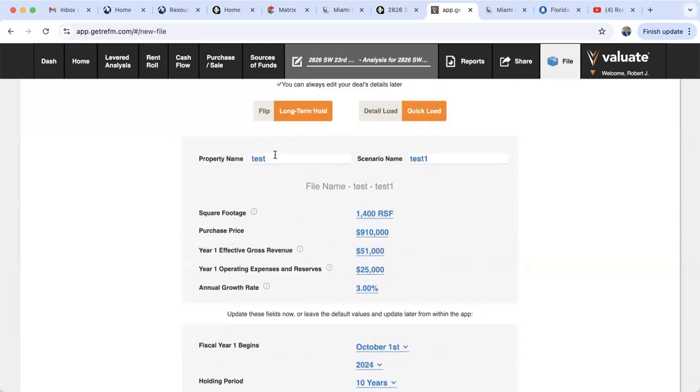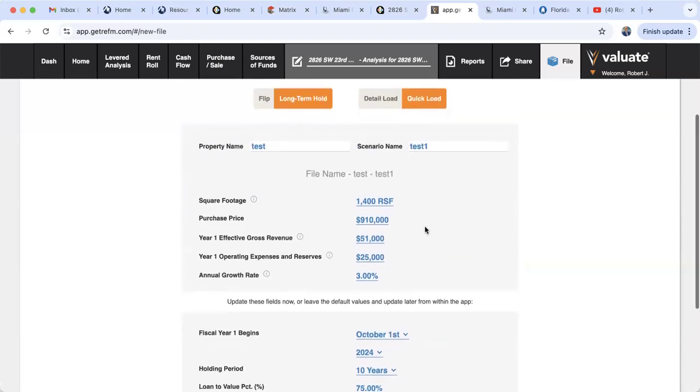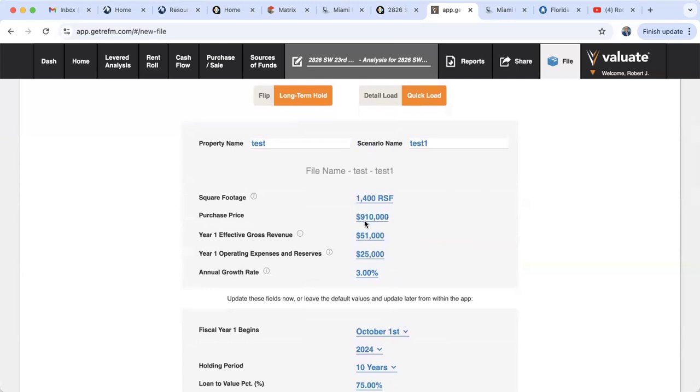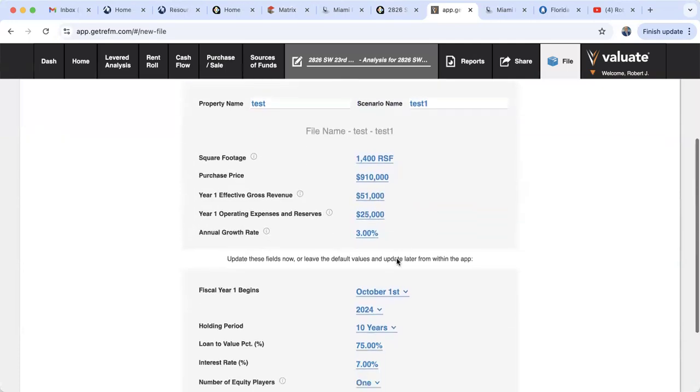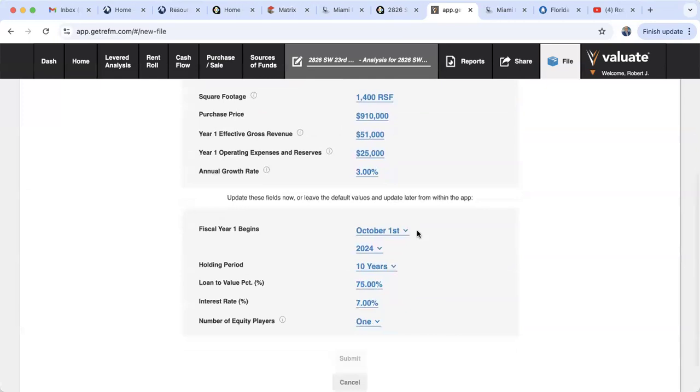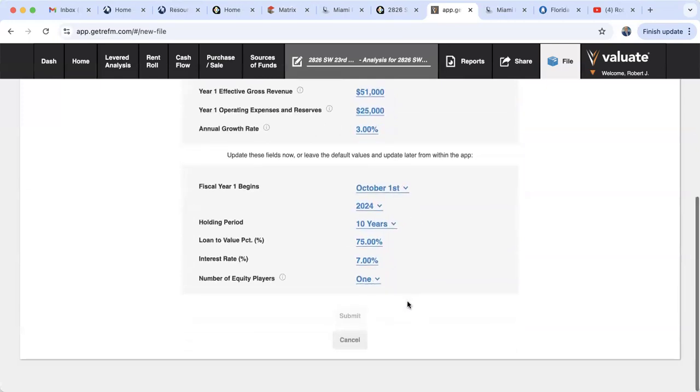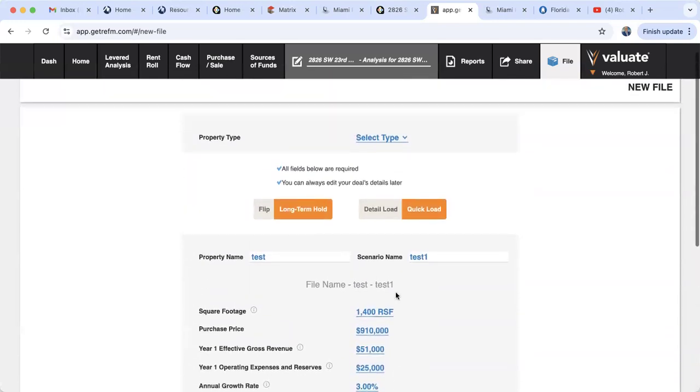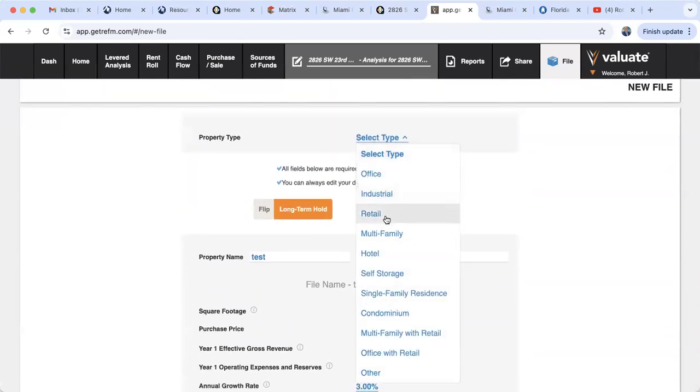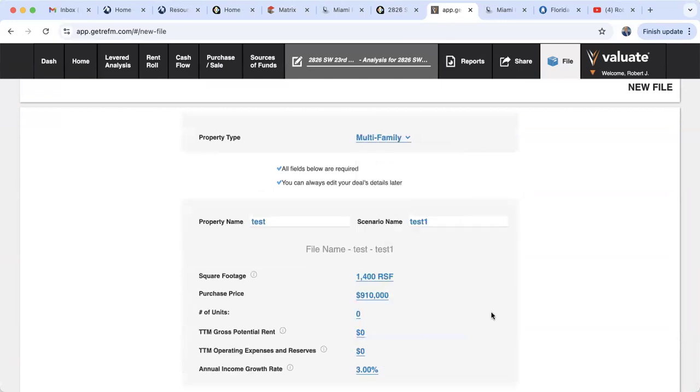All right, so we named our property, we named our scenario, we put a square footage, we put a purchase price, we put a gross revenue, effective year one, we put our gross expenses, annual growth rate, and then when are we purchasing, how long are we gonna keep the property, 10 years, and then our down payment and finance percentage, and then our interest rate. All right. Is there anything missing? Yes, a property type. All right, so this is a multifamily.